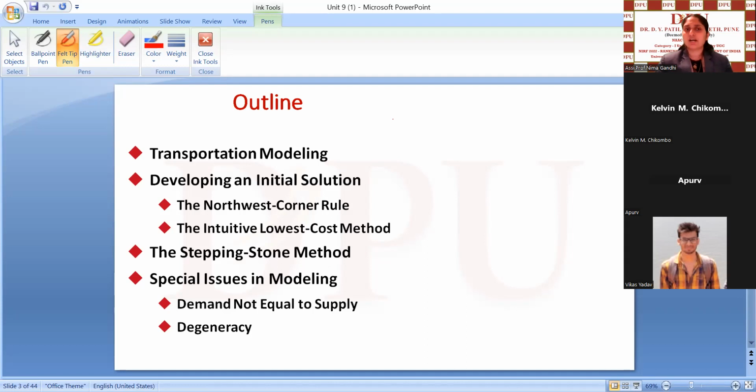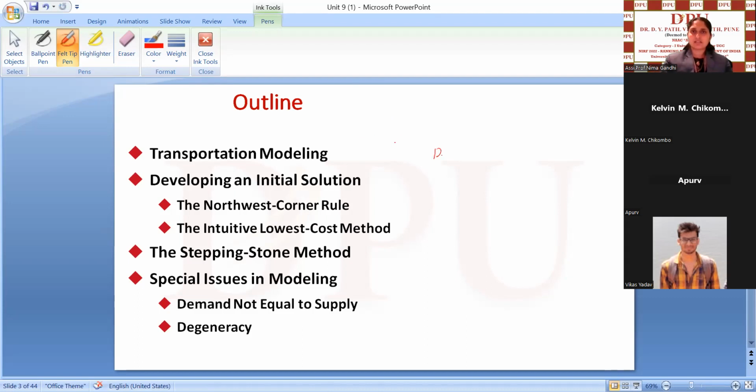If you want to know how to check the optimality, the stepping stone method is already explained in the videos shared on Swayam. Whatever recorded video is available on Swayam, in that video the stepping stone method is already explained. So I'm explaining just the first two methods, the northwest corner rule and the lowest cost method. Let's see first what kind of a problem it is.